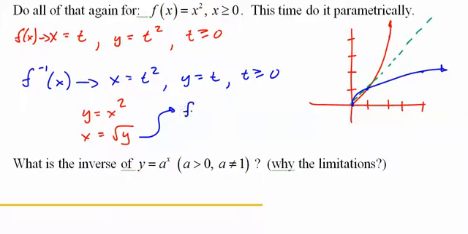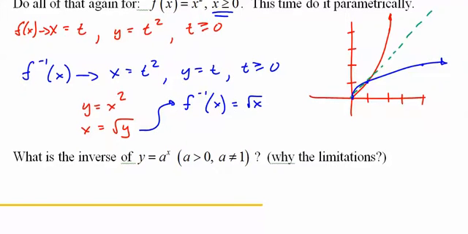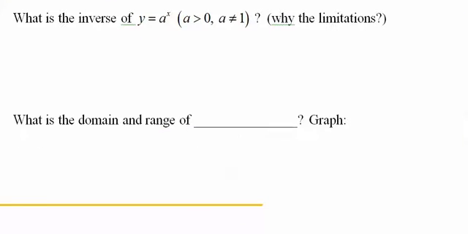So we go here and say f inverse of x equals square root of x, where x is greater than or equal to 0. So what's the inverse of y equals a to the x? And why the limitations? Well, if a is 1, this is kind of pointless. It's 1 to any power. And if a is not greater than 0, then things get very strange. So we just make sure it's a positive number.